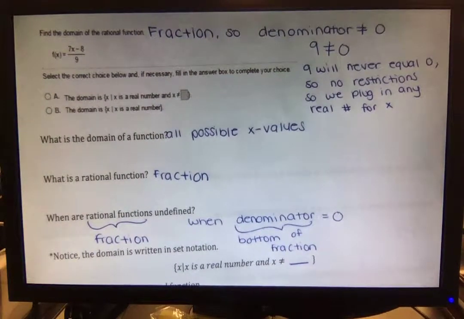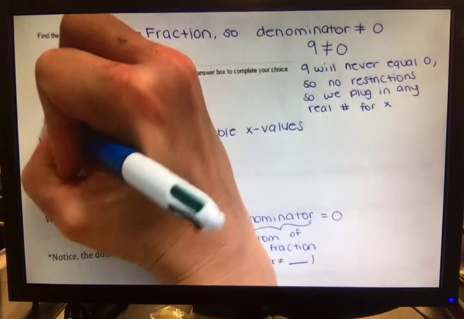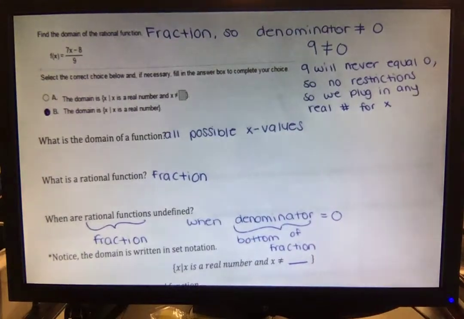So going over here to my MyMathLab, I literally copied and pasted this problem so that you can see the setup. It says select the correct choice below and then fill in the blank. So if we know that there's no restrictions, which one should it be, A or B? Letter A says a set of x such that x is a real number and x cannot equal blank. B is a set of x such that x is a real number, period. So there's nothing that x cannot equal. So it will be answer choice B.